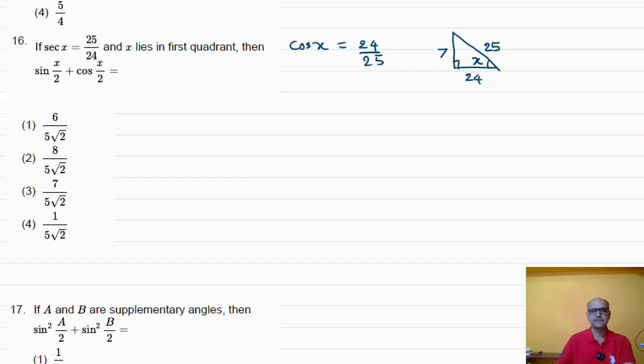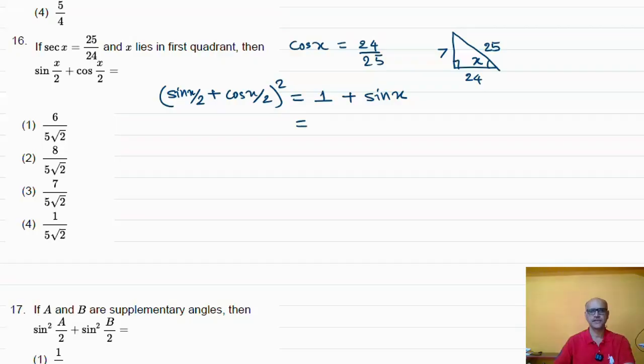Then sin x by 2 plus cos x by 2 has been asked. Now you must know this formula: a plus b whole square. So sin x by 2 plus cos x by 2 whole square will have a square plus b square plus 2ab. So a square plus b square gives 1, plus you will have 2 sin x by 2 into cos x by 2, that is the formula of sin x. So you'll have 1 plus sin x.